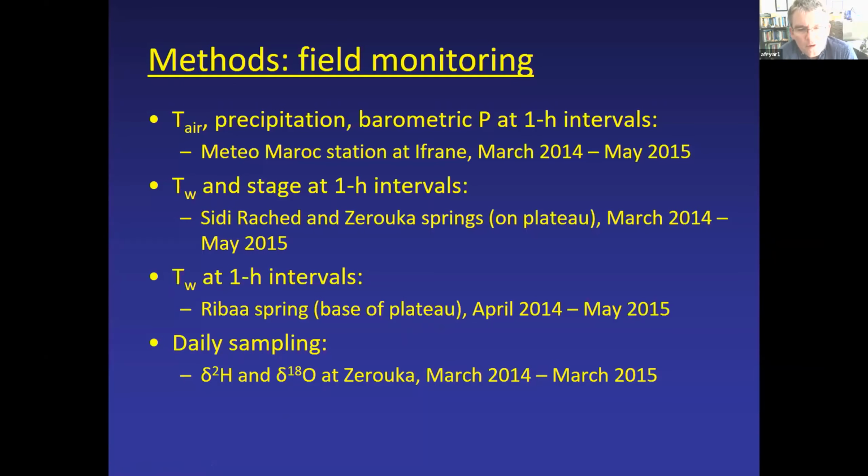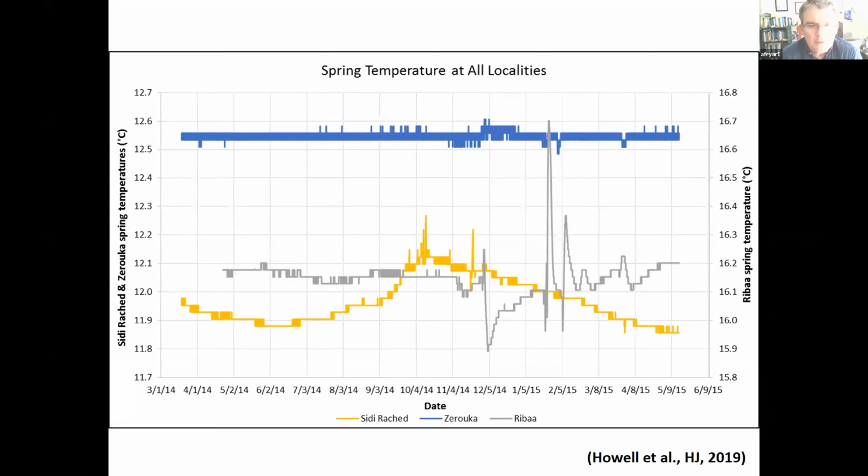Our methods in terms of field monitoring included acquisition of weather data from the National Weather Authority. They're stationed at Ifrane: air temperature, precipitation, and barometric pressure at hourly intervals. We monitored water temperature and stage at hourly intervals at Sidi Rashid and Zaruka Springs on the plateau, and water temperature at hourly intervals at Riba at the base of the plateau, and also had daily samples collected each morning at Zaruka on the plateau for oxygen 18 and deuterium, and all of this was between March 2014 and May 2015.